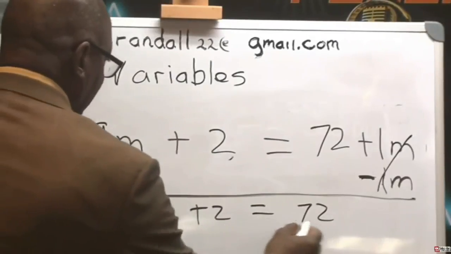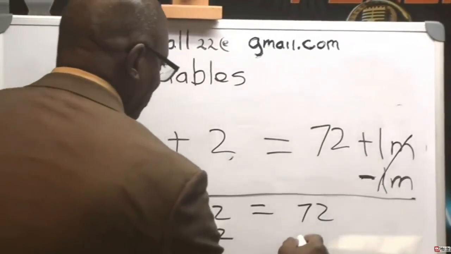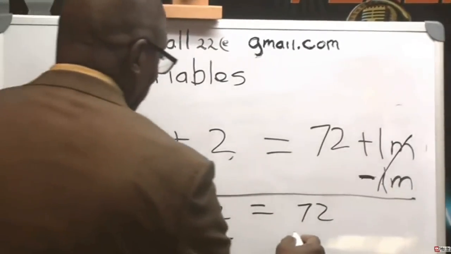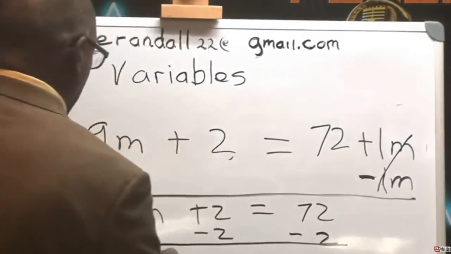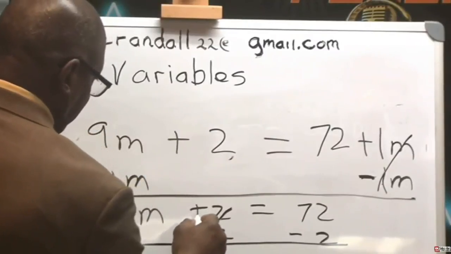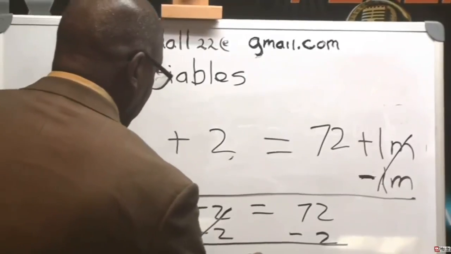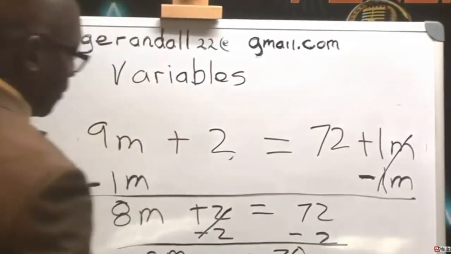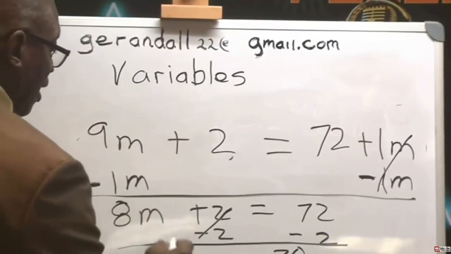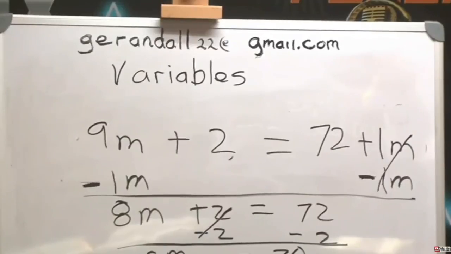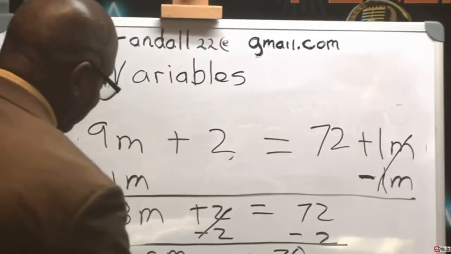Got to get this over there. How do you undo addition? Subtract 2. Whatever you do to one side, you must do to the other. And this goes away because plus 2 minus 2 is 0. You're left with 8m equals 70. Because 72 minus 2 is 70. How do you undo multiplication? The old cousin division.